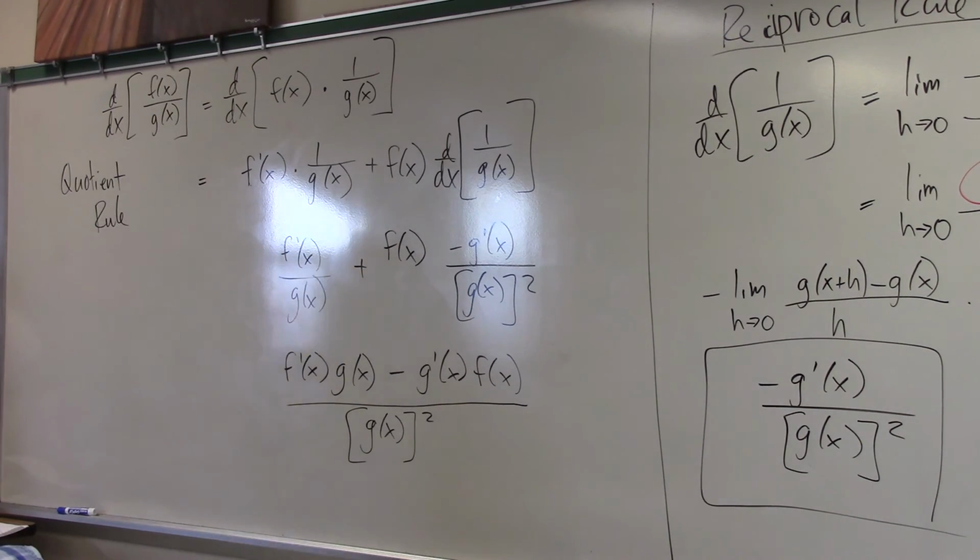This is the so-called quotient rule. It says if you want to differentiate the quotient of two functions that you already know the derivative of, then it's f prime g minus g prime f all over g squared. But it's just an application of the product rule with the reciprocal mixed in.